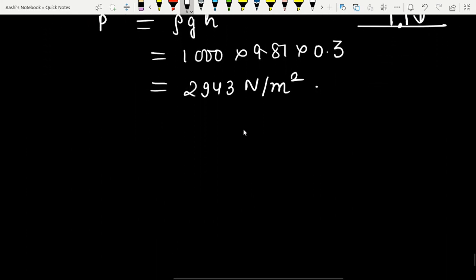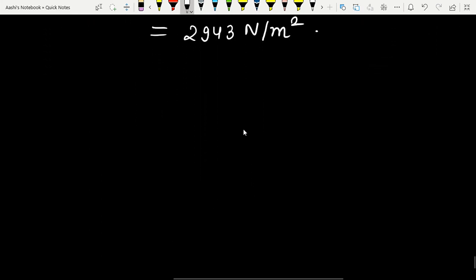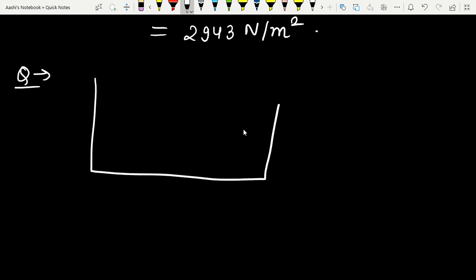Now again we'll solve one more numerical quickly on Pascal's law. So what is Pascal's law? Pressure at any particular point remains constant in all directions. So let's say we have a hydraulic press. It looks something like this. The diagram is a little bit off track, but I hope you guys are able to get the feel.